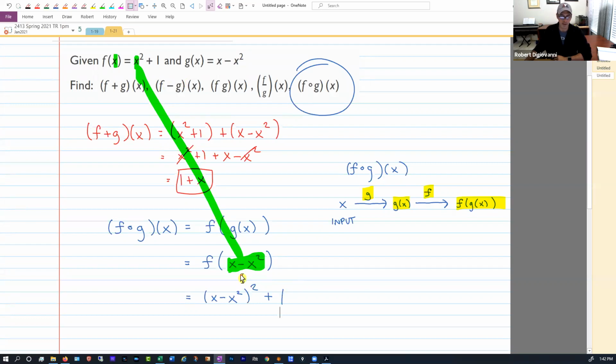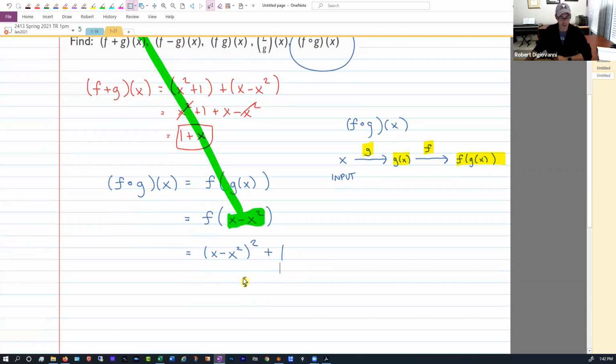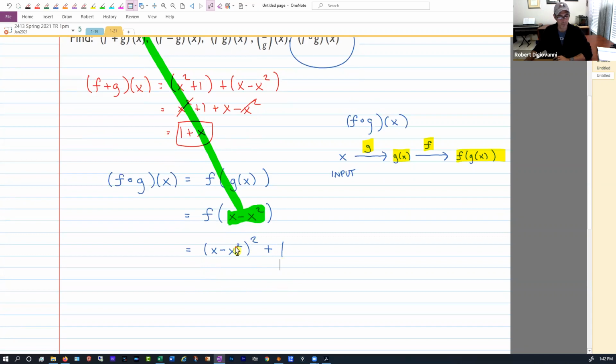Does everyone see that? This thing in green gets plugged in for that x into the f function. And so we have to plug it in here and then square it and then add 1. And that is the composition. That's f of g of x. Now we could FOIL this out, but I'm not going to.